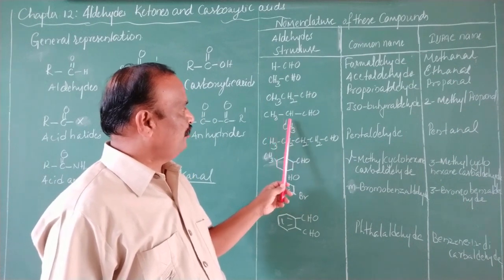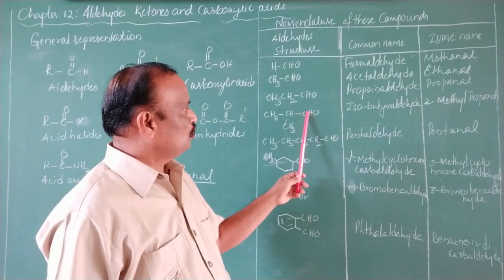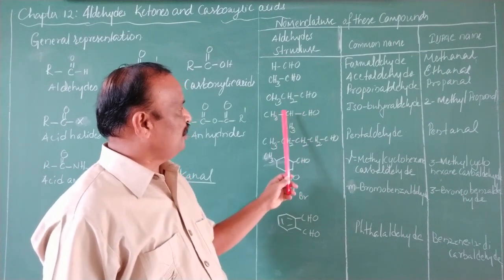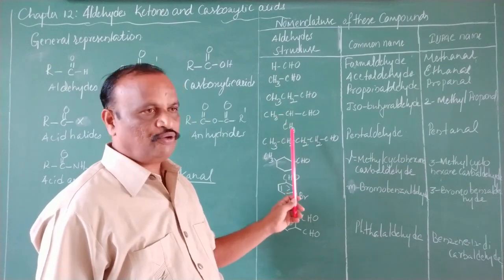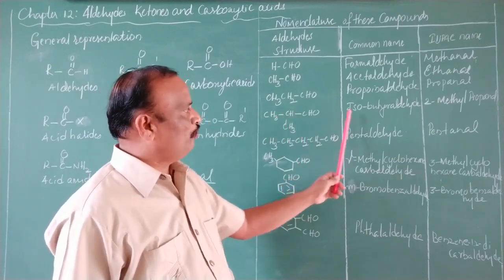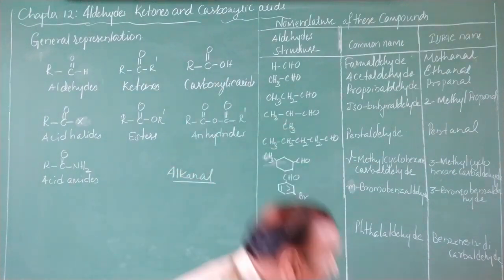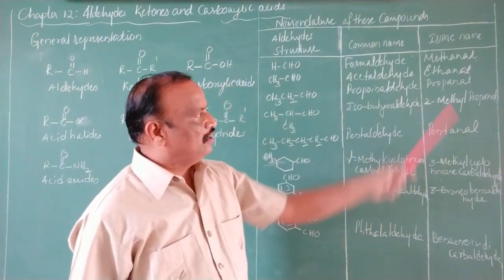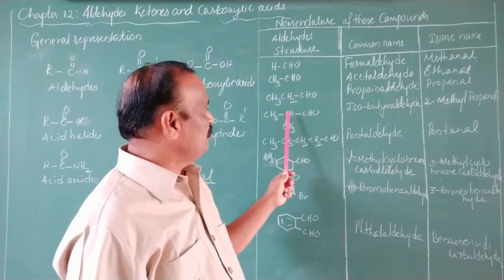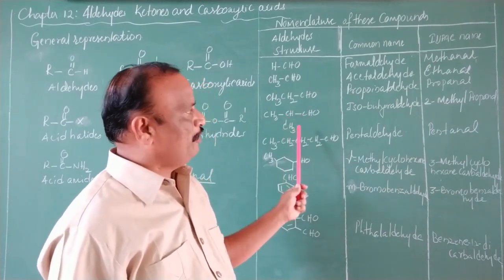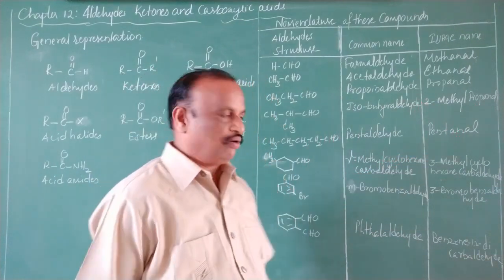The fourth one has a branch attached to the main chain. The CH group is linked to the middle carbon, and on either side we have the two CH3 groups, like this. Isobutyraldehyde we call it, and the IUPAC name for this one is 2-methyl. This is the first carbon, second carbon. To the second carbon a methyl group is attached, so 2-methylpropanal we call it.